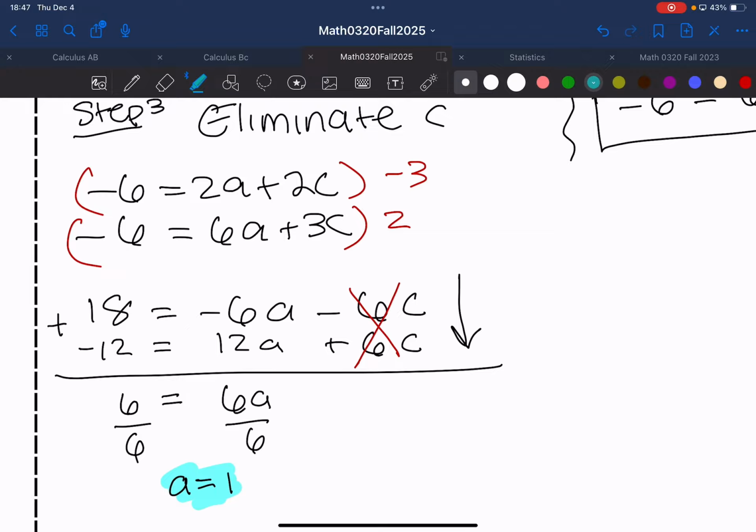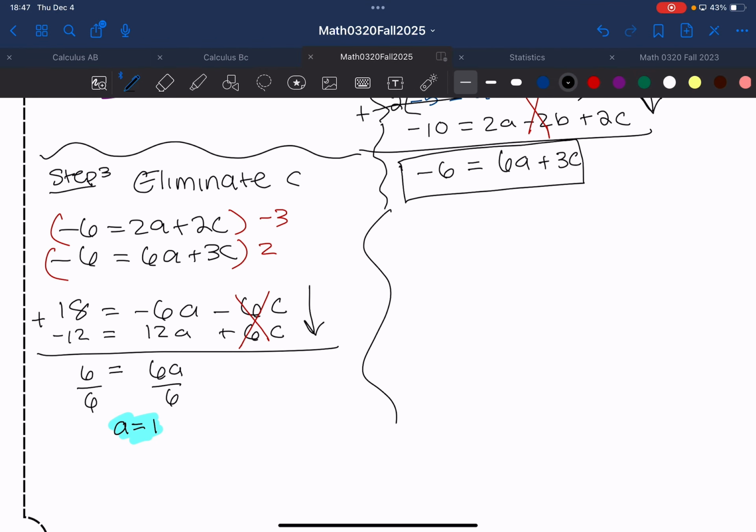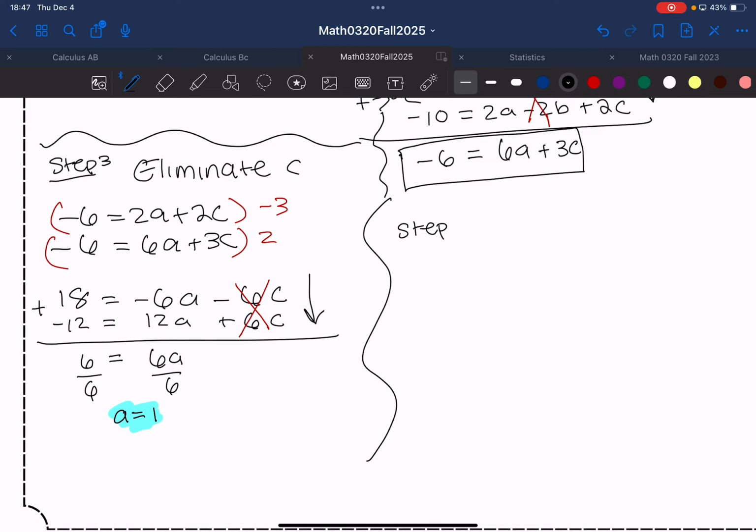Okay, now that I found a, I can plug it back in to one of the equations that have a and c. And then I can find c. Then once I find c, I plug in a and c to the original one, and I can find b. So that's what I'm doing next. That is my step 4. I'm going to plug in a equals 1 to find c. And it doesn't matter which one. I'm just going to make sure I choose one of the original ones before I change them. We're almost done.